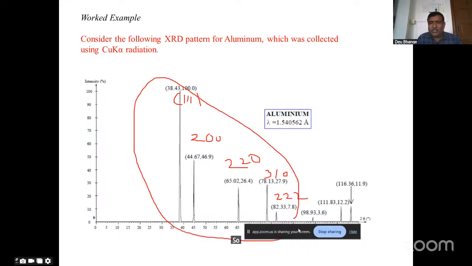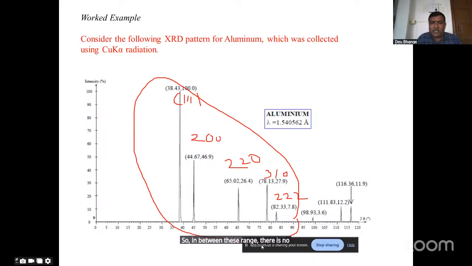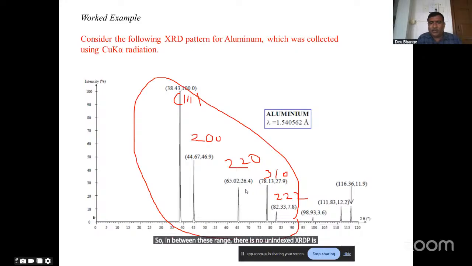So in this range, there is no unindexed XRD peak remaining. All these peaks are getting proper values. So this indexing is called a successful indexing. Now you can see that we have obtained HKL.